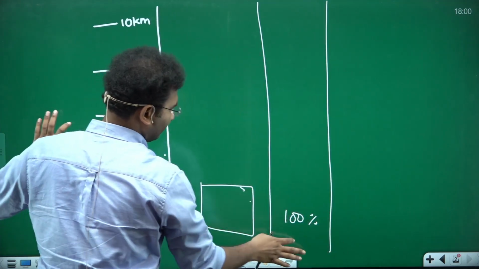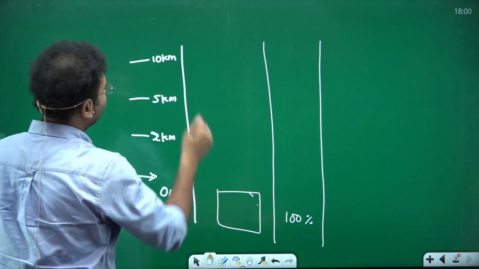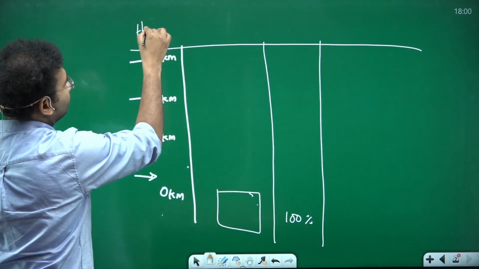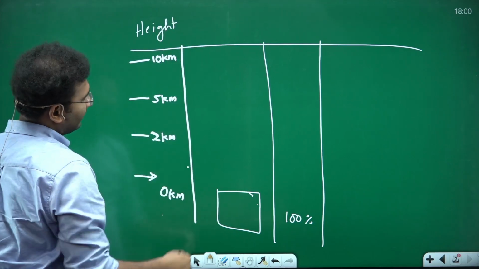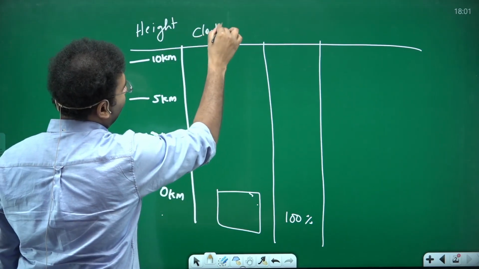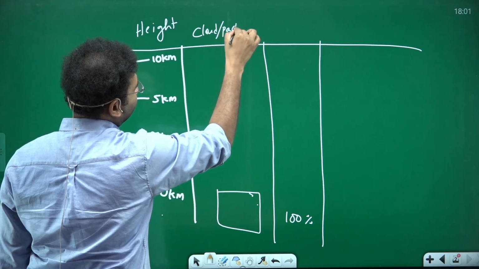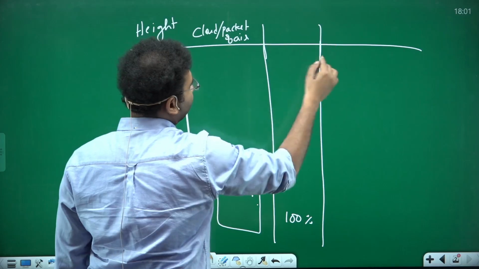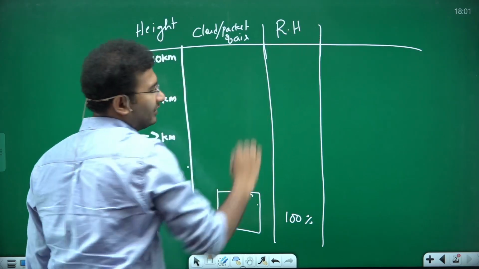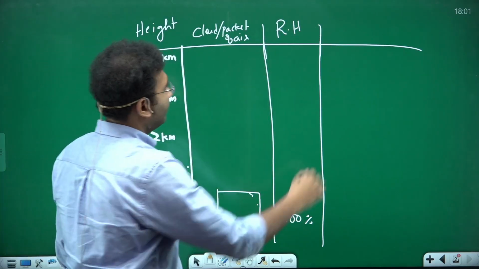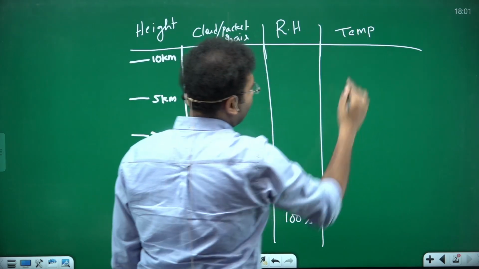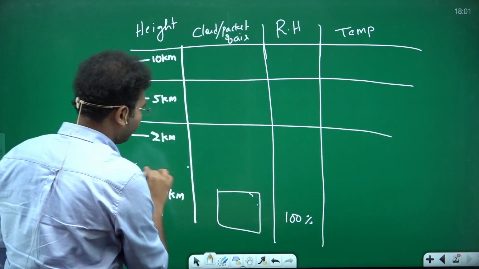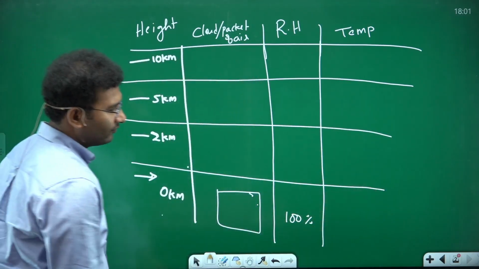What is the temperature here? I'll also draw like this. See here, this is the height. This is the cloud or packet of air, and this shows how much moisture, that is relative humidity, is there. And this is temperature. Let's imagine that at 0 kilometers the temperature is somewhere around 40 degrees Celsius.